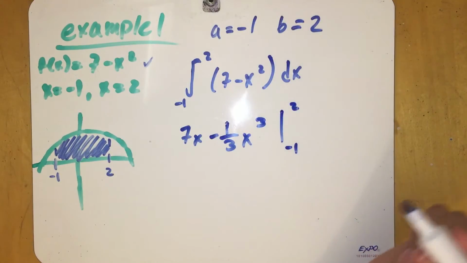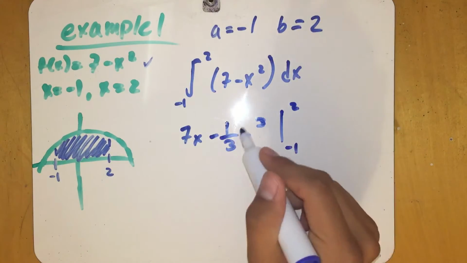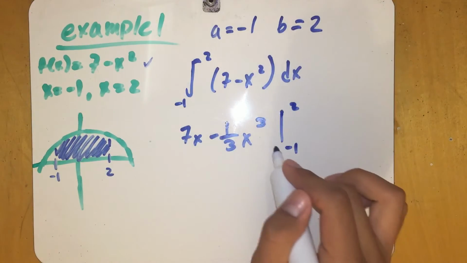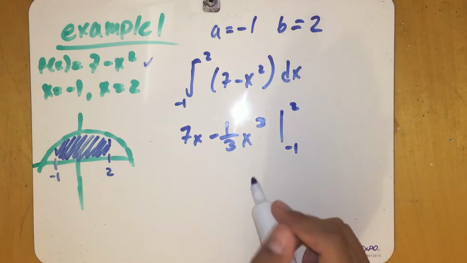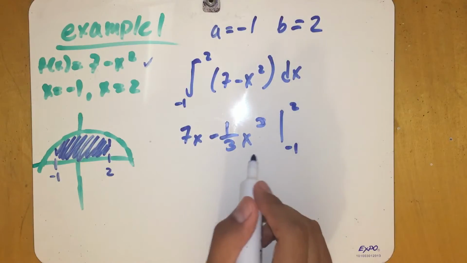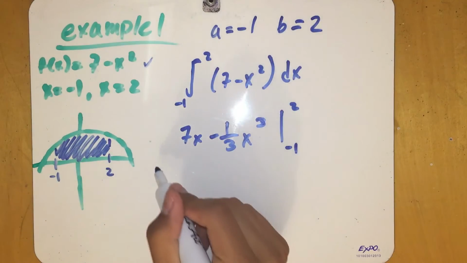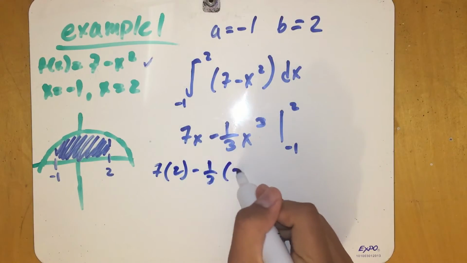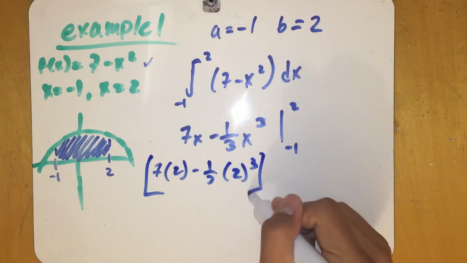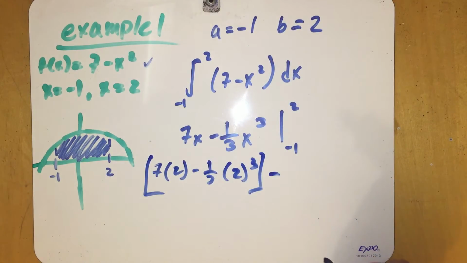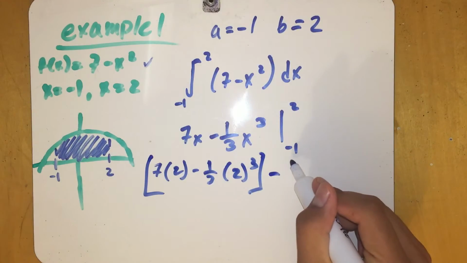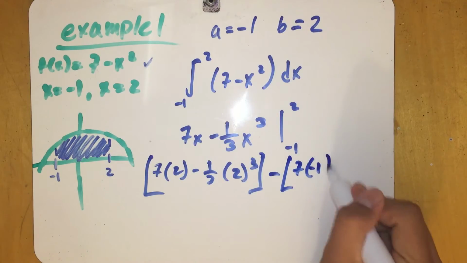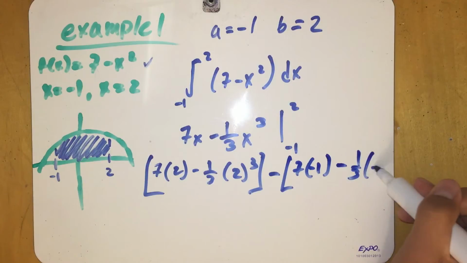Since we integrated our f of x, we now have the antiderivative function, I believe is what it's called. Don't dock me on that. So now all you do is plug in your x's, 2 and -1. You would do 7 times 2 minus 1/3 of 2 cubed, and you subtract the value at -1 because that is the lower number and you always want a positive area. So that's 7 times -1 minus 1/3 of -1 cubed.